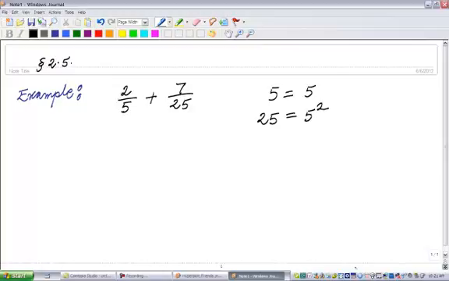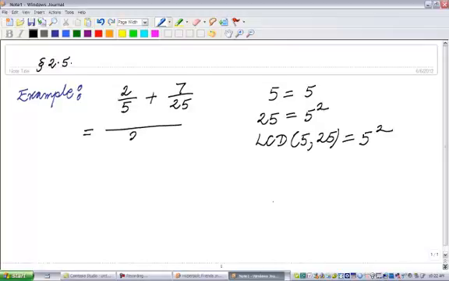So the LCD, the least common denominator of 5 and 25, what are the distinct primes here? There is only one prime, 5, and I take the highest power of that. So you take the highest power of each prime that appears in the denominator. So in this case I get 5 squared, which is 25. So that means 25 is my common denominator.